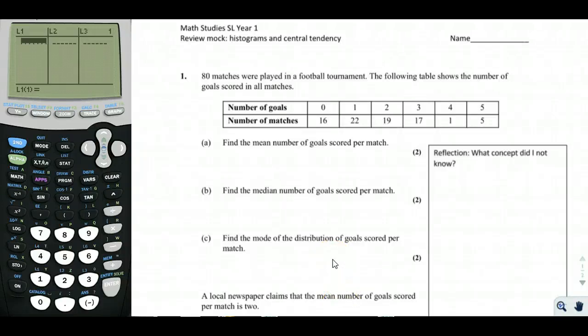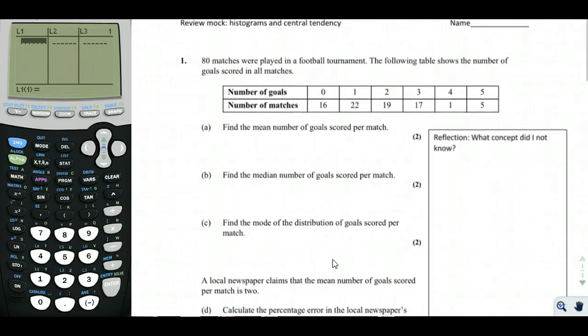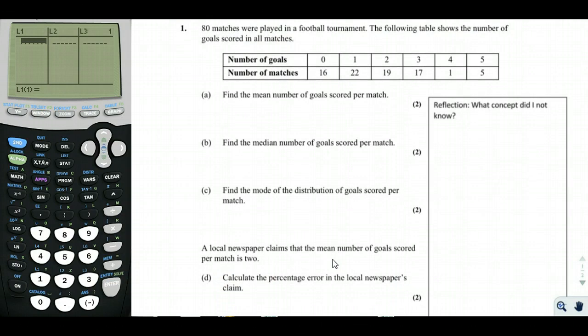Okay, we're going to go through the solutions for the mock exam for histograms and central tendency. Central tendency is just talking about mean, median, and mode. So on the first problem, it says that 80 matches were played in a football tournament. The following table shows a number of goals scored in all matches.